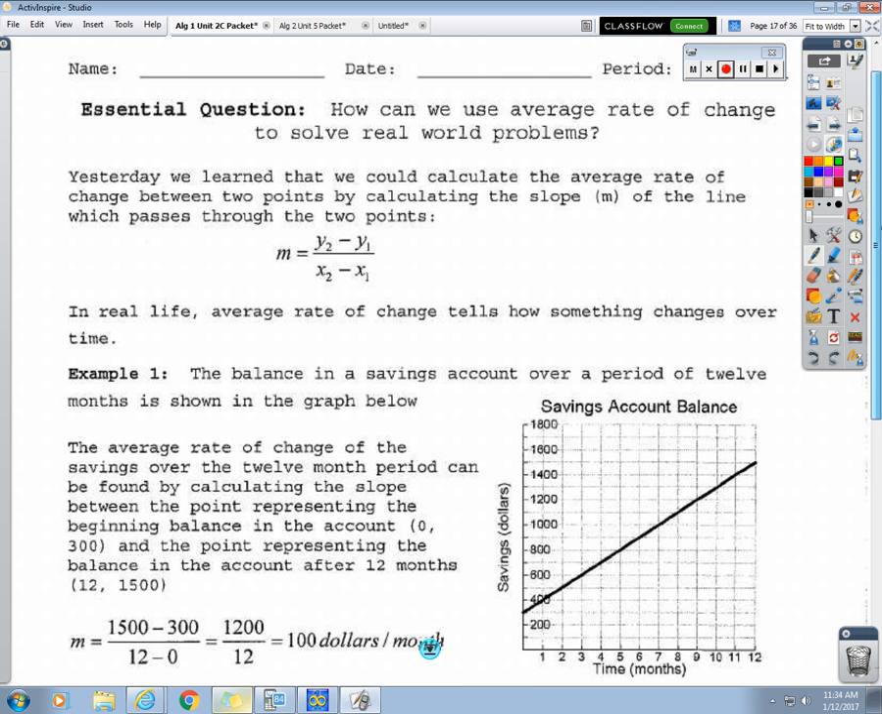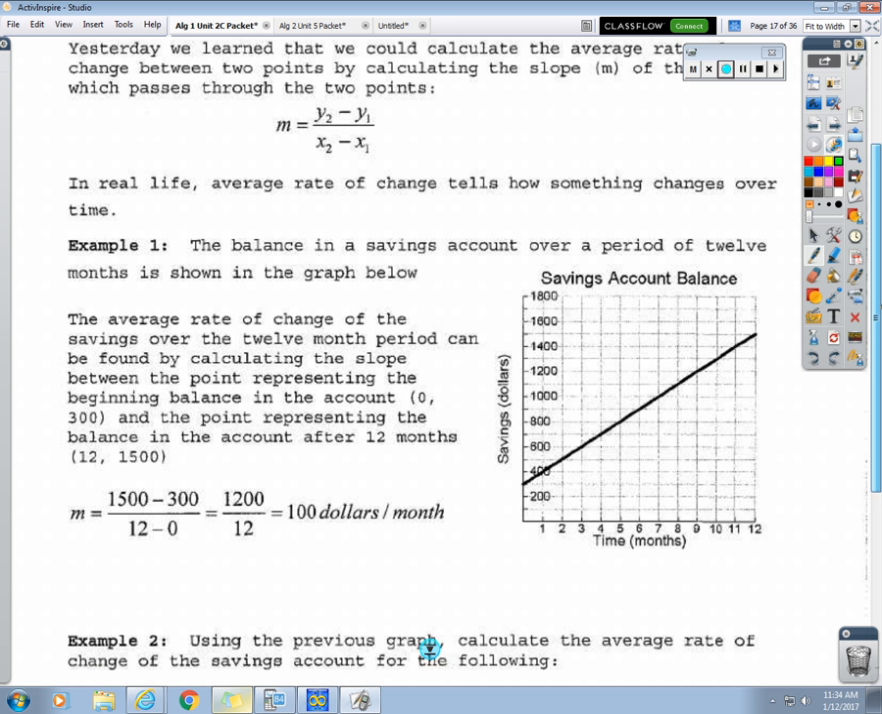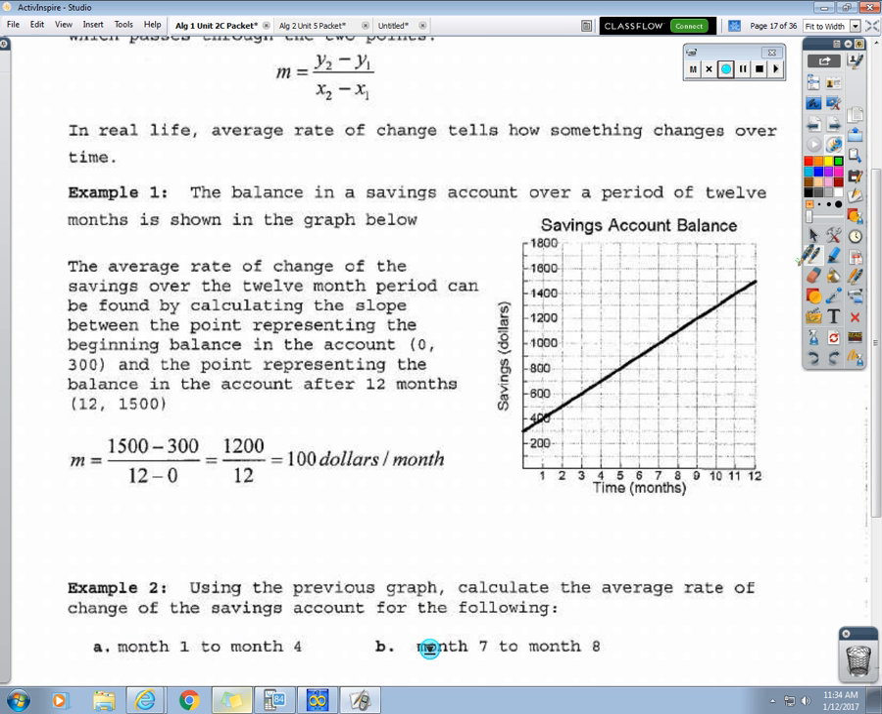Alright, yesterday we learned that we could calculate the average rate of change between 2 points by calculating the slope of the line which passes through those 2 points, and of course you use the slope formula. In real life, average rate of change tells how something changes over time. Example 1. The balance in a savings account over a period of 12 months is shown in the graph below. The average rate of change of the savings over the 12-month period can be found by calculating the slope between the point representing the beginning balance in the account, (0, 300). What does (0, 300) mean?